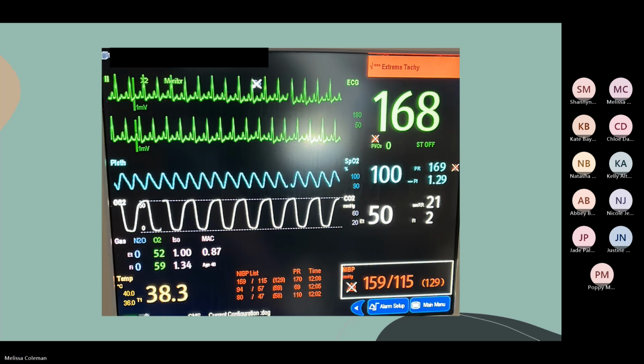So what's your? We still want to remain normal. Our mean, we want to be between about 60 and 90. Our systolic, we want to be around 120, 130 to about 90.